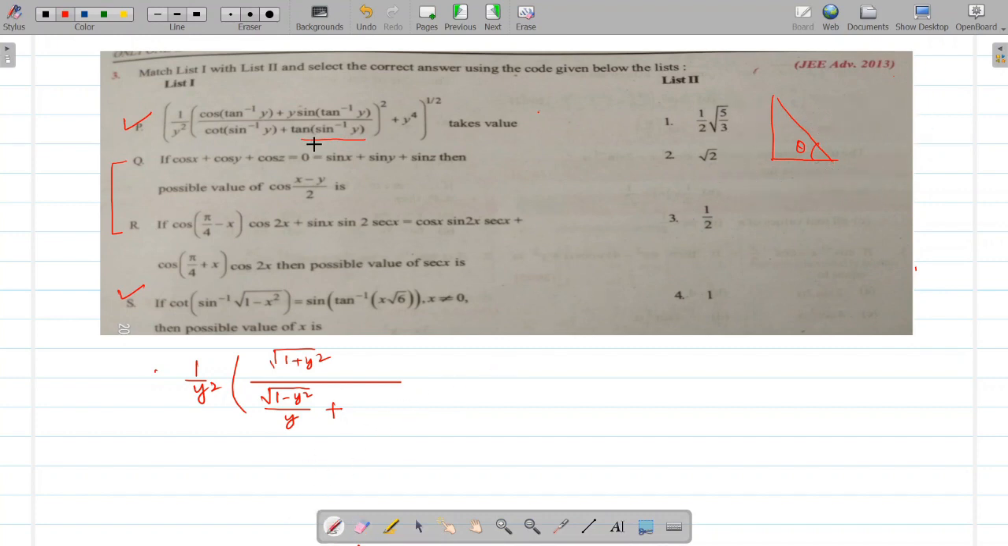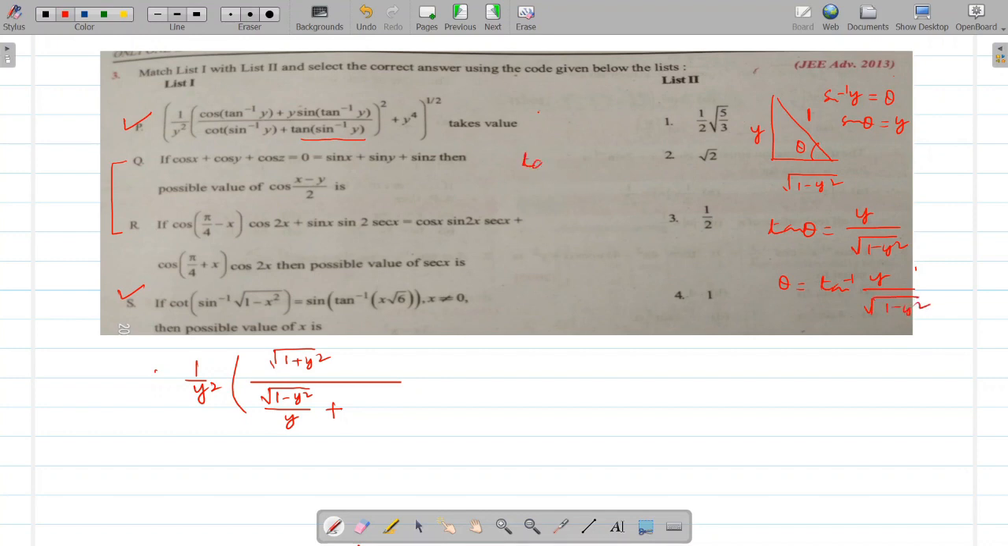So in this you can see that sine inverse of y is equal to theta. Again, sine theta is equal to y. So sine theta is y, this is 1 (the hypotenuse), and the perpendicular is y, so the base is under root of 1 minus y square. So tan theta is equal to y upon under root of 1 minus y square. So theta is equal to tan inverse of y upon under root of 1 minus y square.